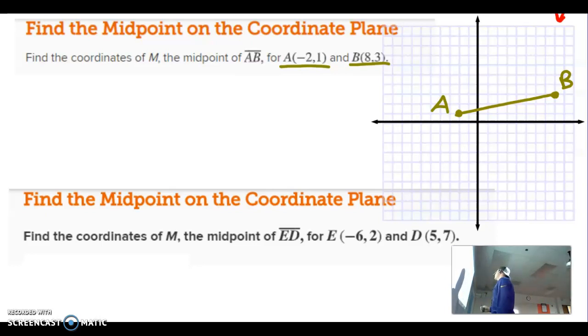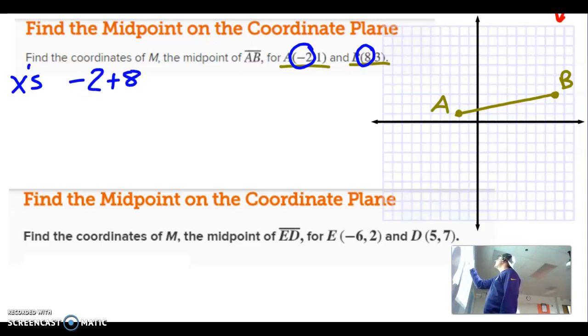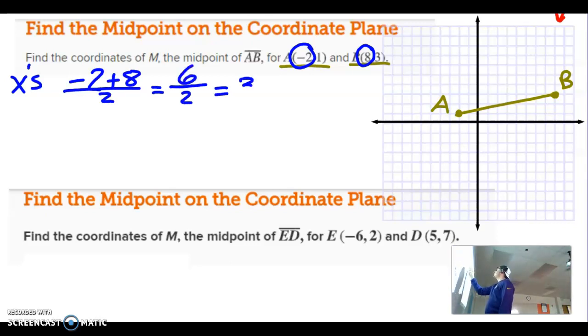So what I'm going to do is use that formula from up top. I take my two x values, let's look at the x's, so -2 plus 8, all divided by 2. -2 plus 8 is going to be a positive 6. 6 divided by 2 is 3.